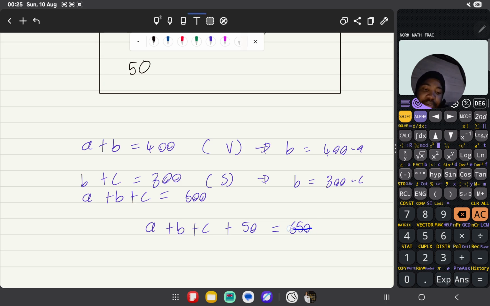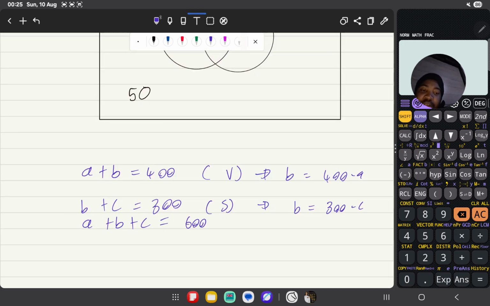All right, so allow me to remove this one. I'm running out of space. So we have this equation, we have this equation, and we have this equation. We can use these to get the value of A and C and B as well.